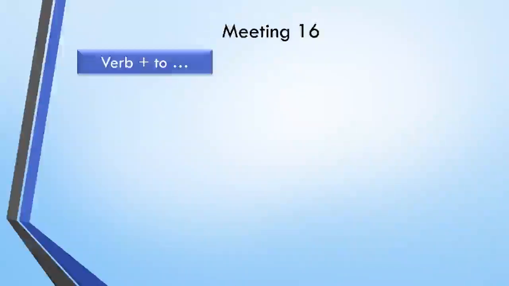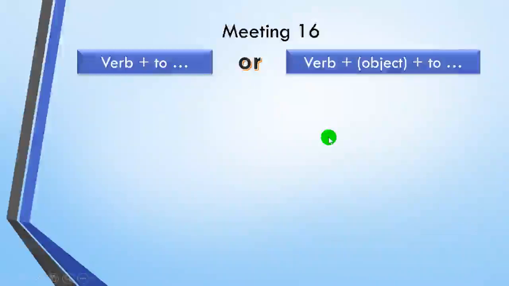So meeting 16, we are learning about verb plus to or verb plus object plus to. You see here, verb plus to we have been learning at the previous meeting, and today we learn something new: we need to add an object between the verb and to.